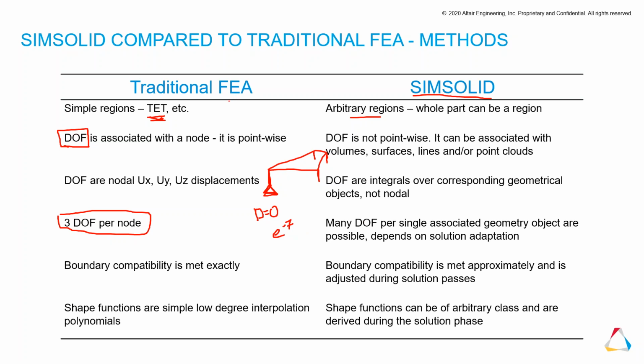And in traditional finite element analysis, we probably use very low degree polynomials to represent the shapes. So we use either a first degree or second degree, or in another sense, first order or second order elements. But in SimSolid, we use higher than that, right? That's how we get better accuracy. Okay.